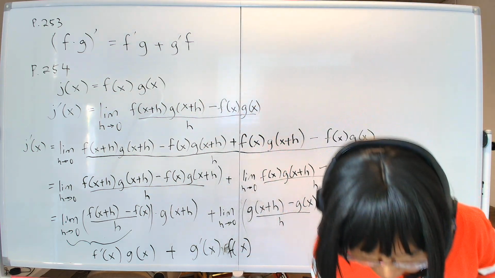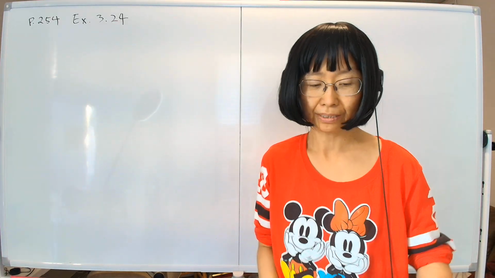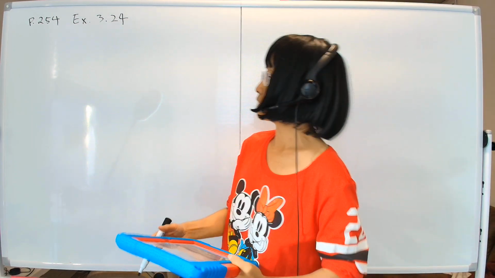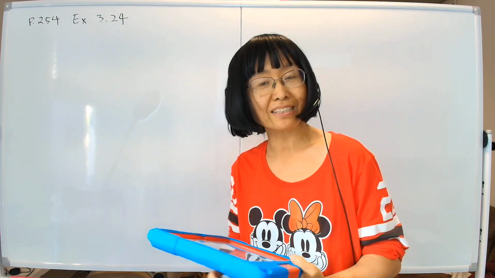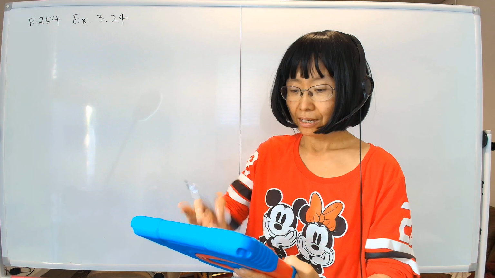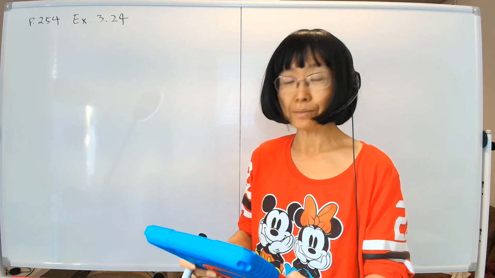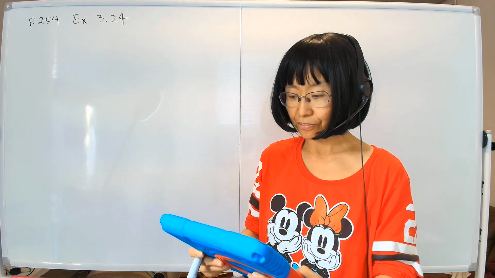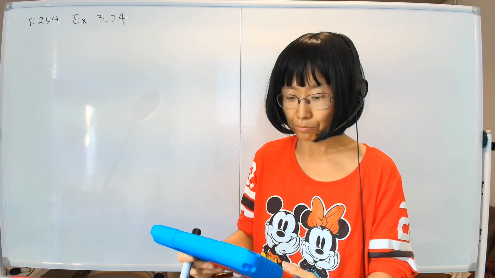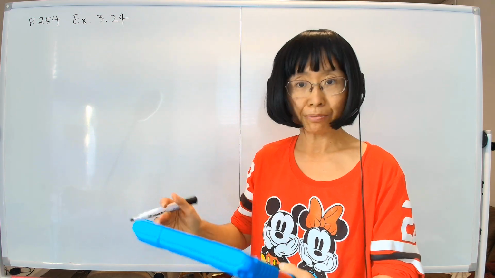So now I will erase the board. Now, having finished proving the product rule, let's look at some of the examples of how we might use it. Example 3.23 seems fairly straightforward, so I'll leave that as homework. So let's move on to example 3.24.